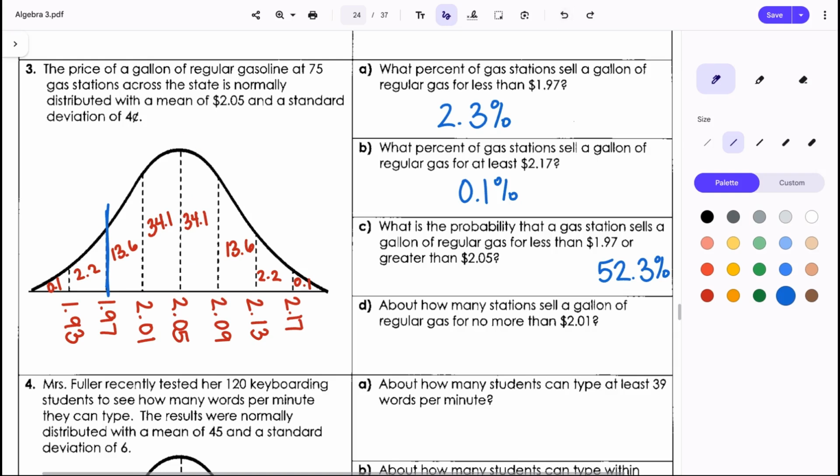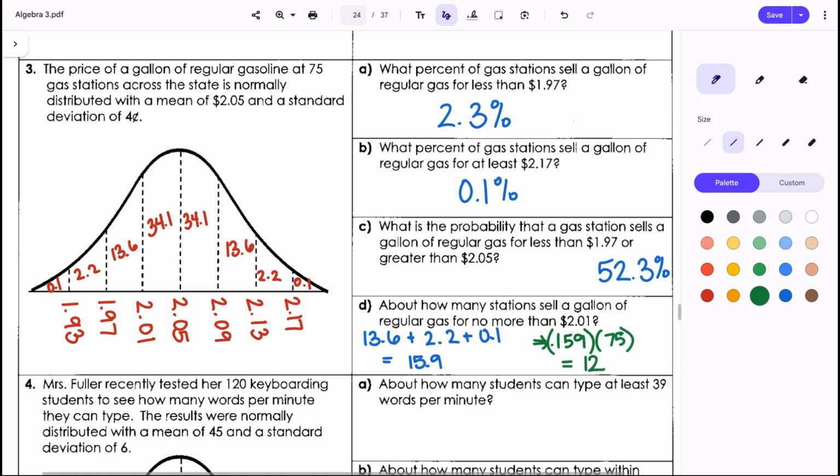Okay, how about for D? How many gas stations sell a gallon of gas for no more than $2.01? How'd you guys handle this one? You got 12? How'd you do it? Can you tell me what you added together for your percentages? I did 13.6 plus 2.2 plus 0.1, and then I changed that to 0.159. Yep. And then I multiplied by 75, and I got 11.92, and I rounded it up to 12. That sounds good to me.